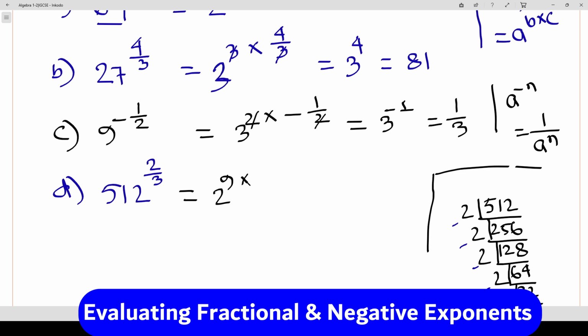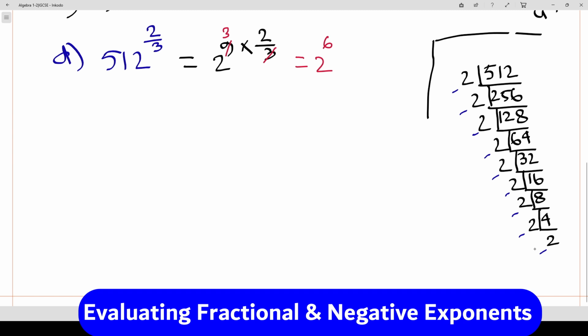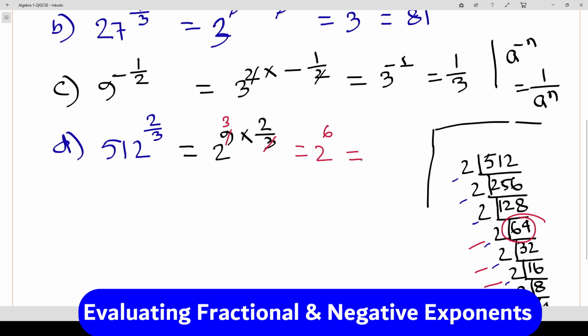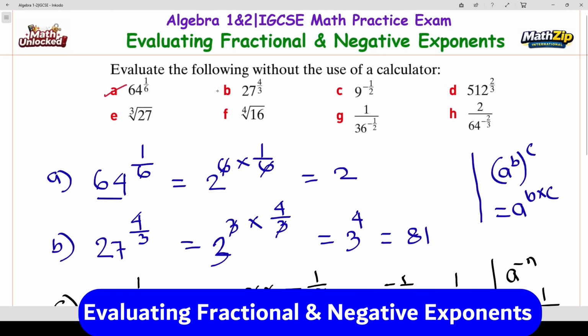And then 2 by 3. So now a simple thing, 9 divided by 3 will be 3. So we can write 2 to the power 2 times 3, it will be 6. 2 to the power 6, what does it mean? 2 to the power 6 means 1, 2, 3, 4, 5, 6, it means 64. The result is 64. So number A, B, C, D, done.